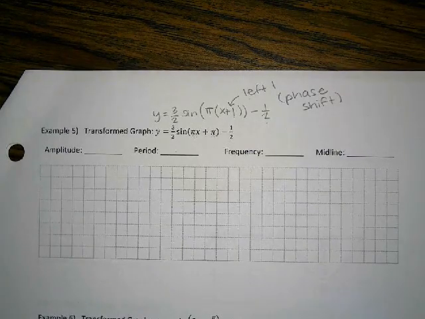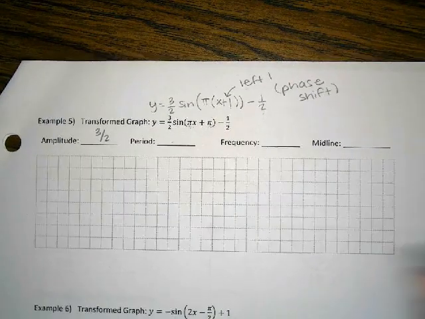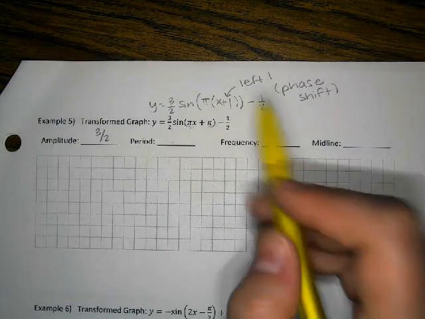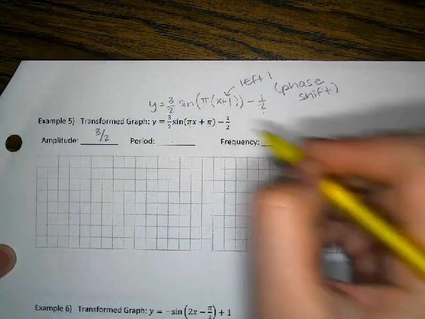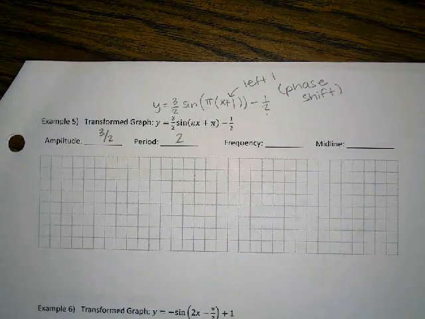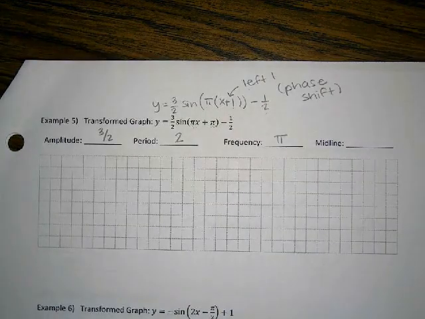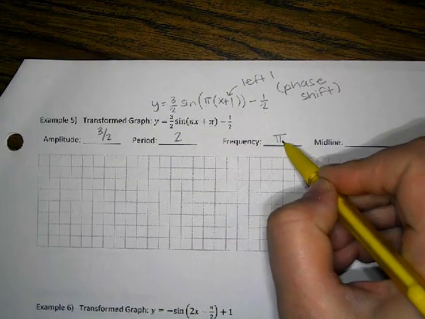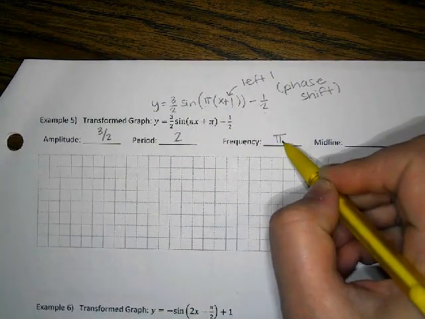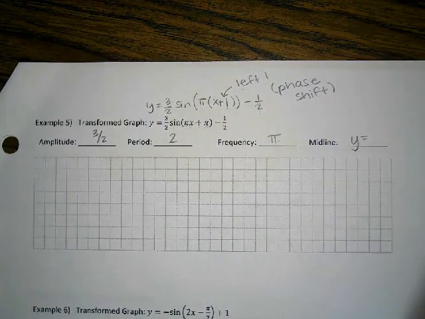So what is the amplitude for this graph? 3/2, so the number in the front tells us the amplitude. How do we find the period for this graph? 2 pi divided by the b value. The b value is pi. So 2 pi divided by pi is just 2. What is the frequency of this graph? Pi. It's just the b value. So if we look at the interval from 0 to 2 pi, we're going to have 3.14 waves from 0 to 2 pi. That's how many waves we're going to have. And then our midline is y equals -1/2.